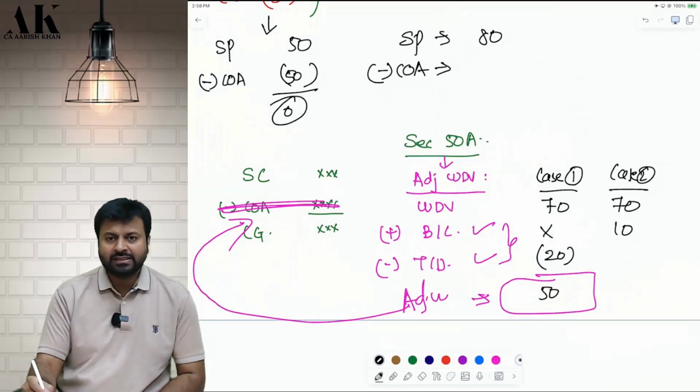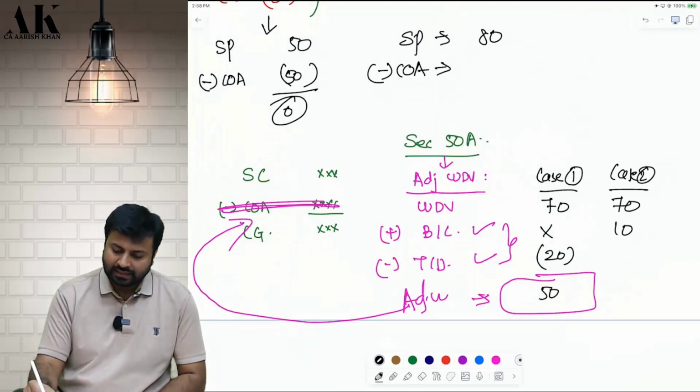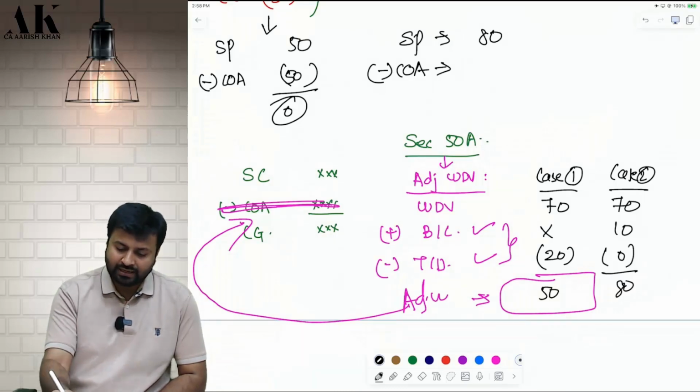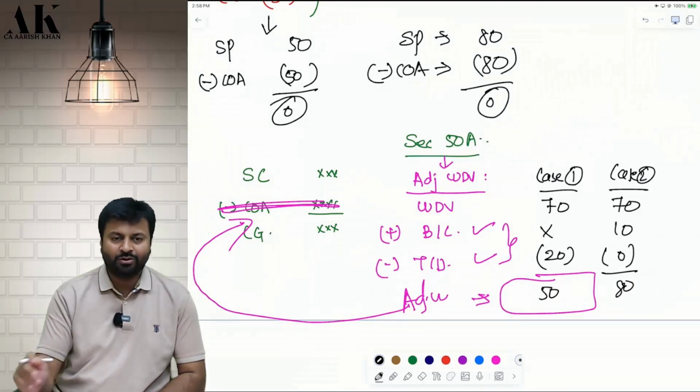Balancing charge is 10 rupees in second case. Correct? And then tell me what? 0 rupees to 80 rupees. 80 minus 80, again 0.